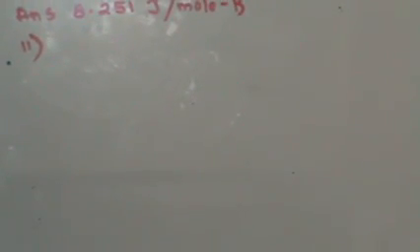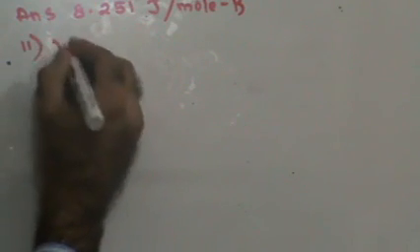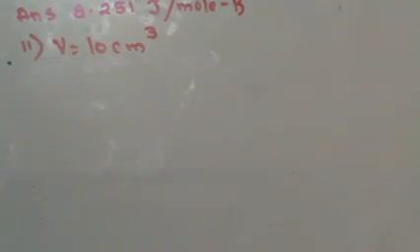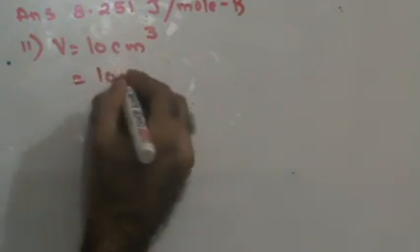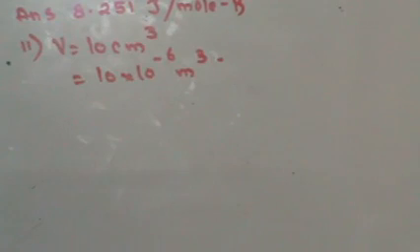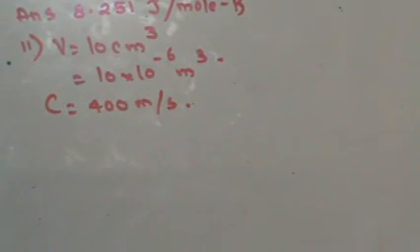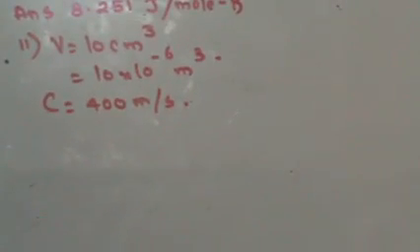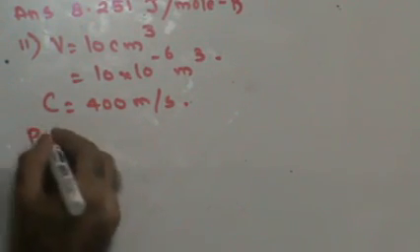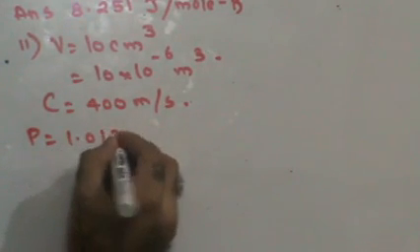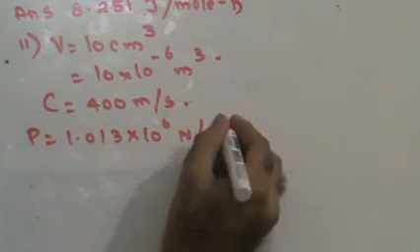Find the mass of 10 centimeter cube of gas at NTP if the RMS velocity of gas is 400 meters per second and the atmospheric pressure is 1.013 into 10 raised to 6 newtons per meter square.